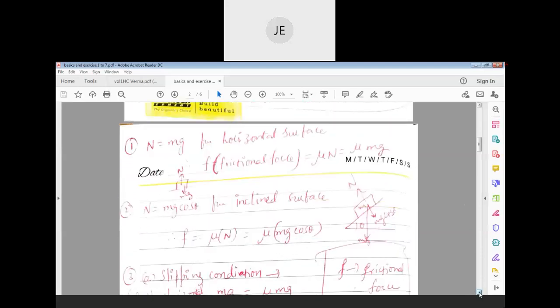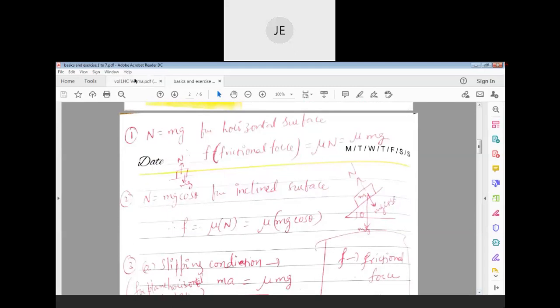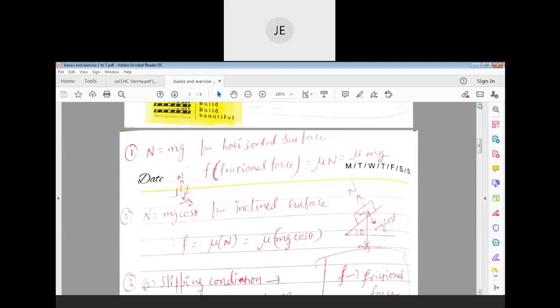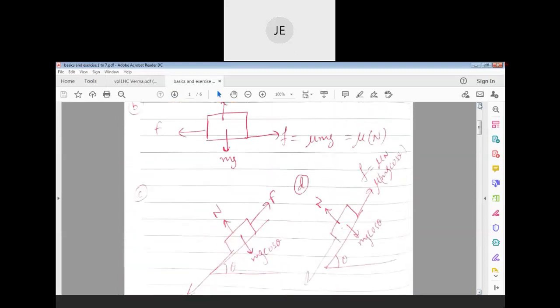Now let us go to the first problem of the exercise. If you have any doubt, please let me know. In C and D diagrams, anyone? Charita, Rohit.